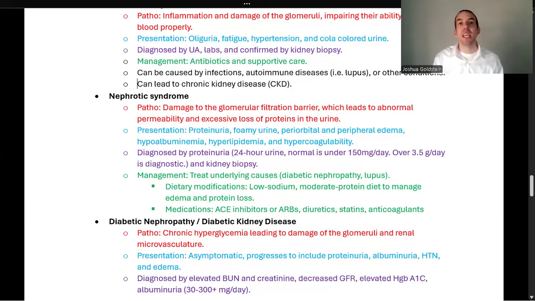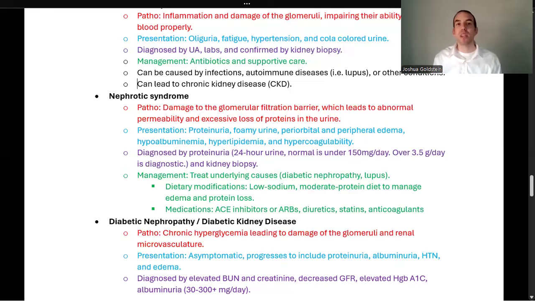The management over here, it is an infection, so we do give antibiotics. Obviously, we're going to culture it and see what the infection is, and we're going to provide supportive care. If this is not caused by an infection, it would almost always be caused by an autoimmune disease, most commonly lupus, or there are some other more rare issues that can be causing this. If this is not treated, this can lead to CKD.